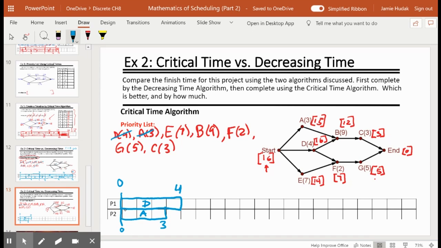Next task in the list is E. That is also connected to start, so I can do that. As soon as A finishes, I can schedule E. It is 7 units of time. 7 units plus 3 brings us to 10. Cross that off the list. Next is B. B is waiting for A and D to finish. Well, A and D are both finished at this time, so I can schedule B. B is 9 units of time. 9 plus 4 is 13.